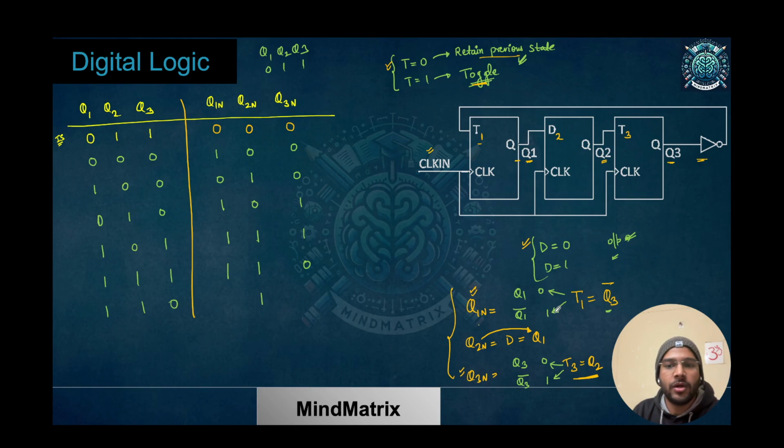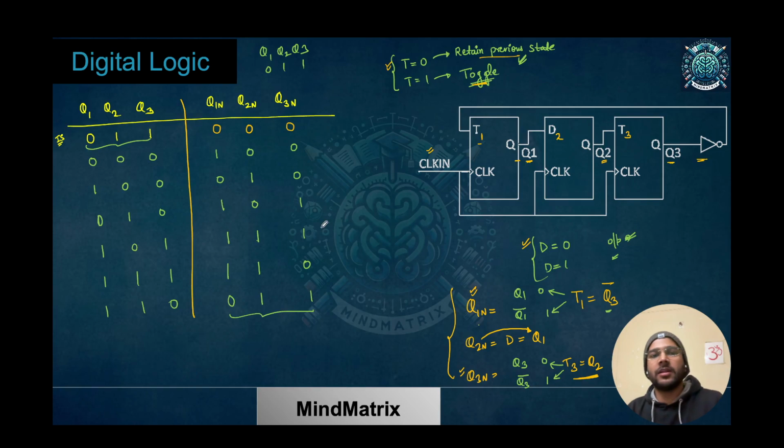That means T1 will become 1, toggle Q1 complement. Q1 is 1 here, you will be getting 0 here. Q3n, right? So here Q2 is 1, toggle, Q2 is 1, toggle, T3 is 1, Q3 complement. Here it is 0, here it is 1. Now if you see here, we are again getting the initial state. We are back to the initial state.